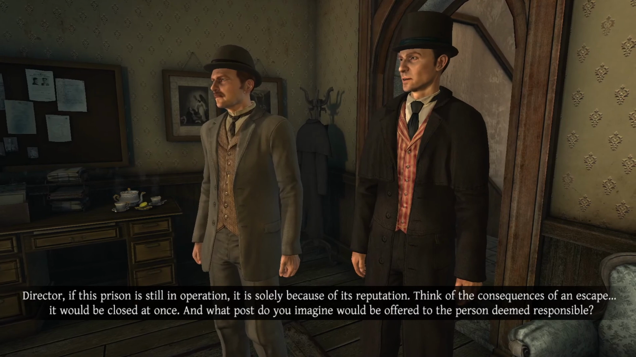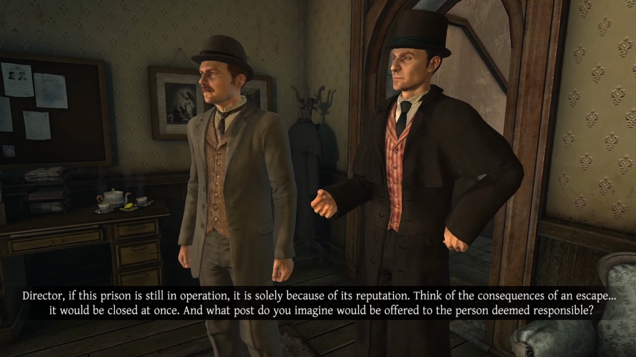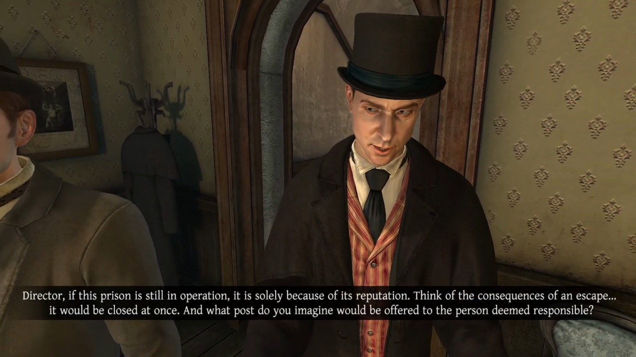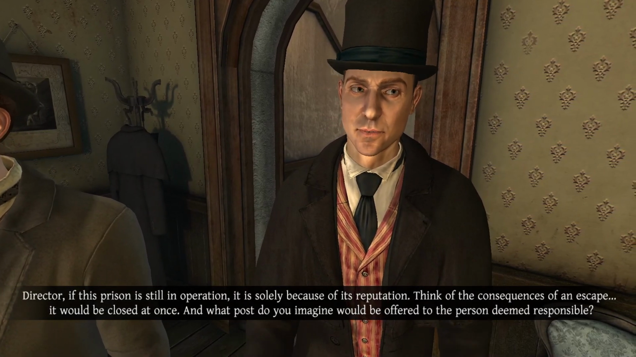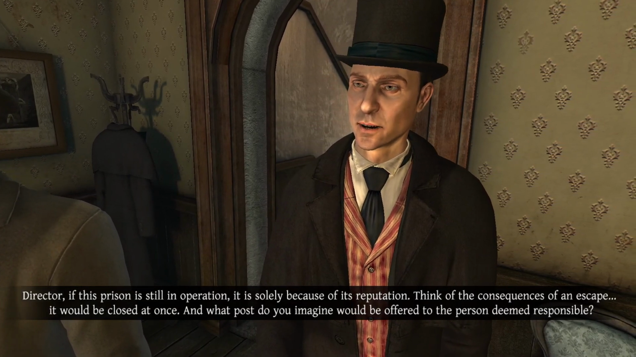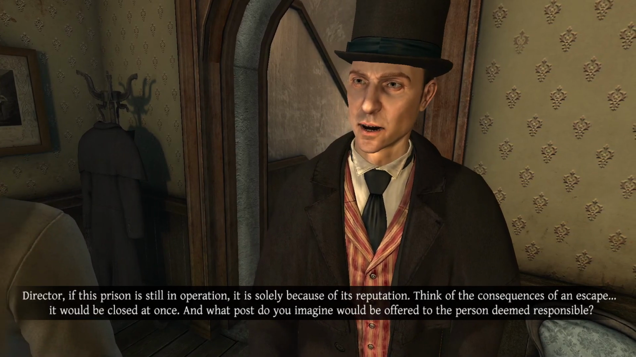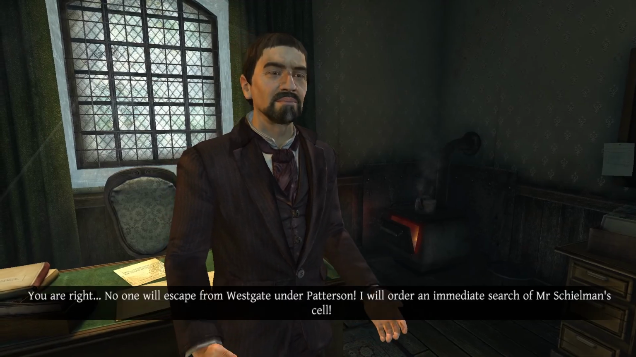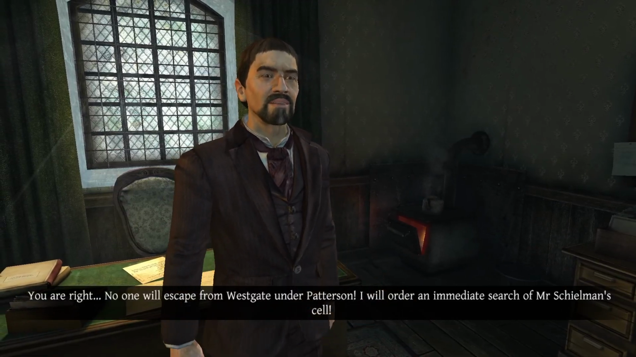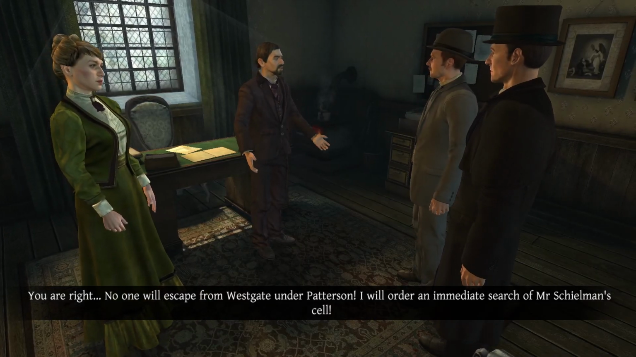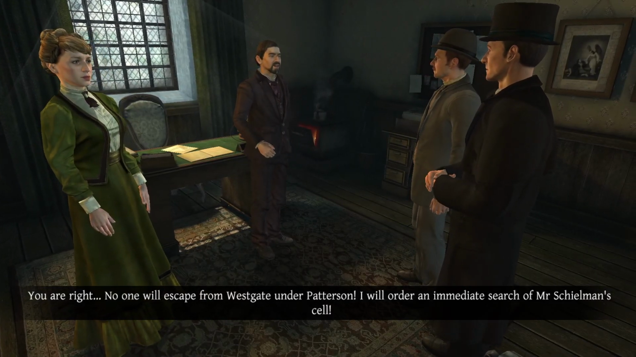Director, if this prison is still in operation, it is solely because of its reputation. Think of the consequences of an escape. It would be closed at once. And what post do you imagine would be offered to the person deemed responsible? You're right. No one will escape from Westgate under Patterson. I will order an immediate search of Mr. Shieldman's cell.